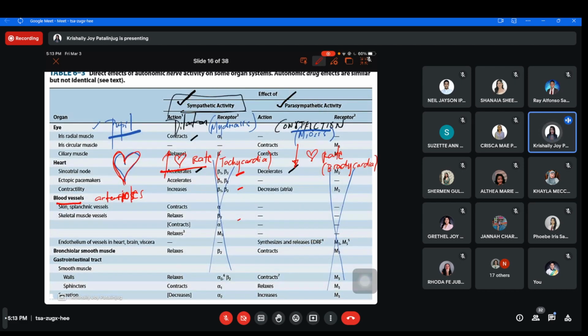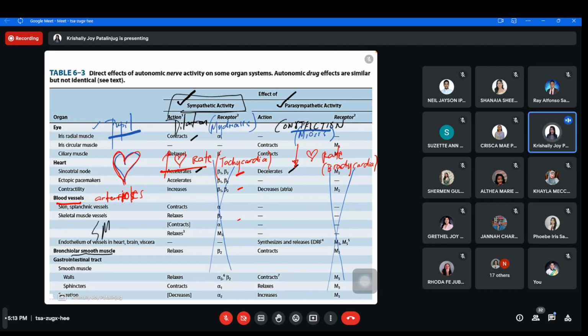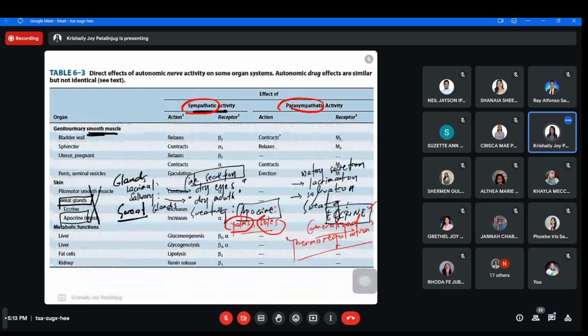Okay, next. Let's go back to this slide, the first table. Let's have bronchial smooth muscles. So this time, smooth muscles naman. We have different smooth muscle organs in the body, for example, the bronchioles, the bronchial smooth muscle, the GIT, and also in the next slide, the urinary bladder. Okay, let's have first bronchial smooth muscle.